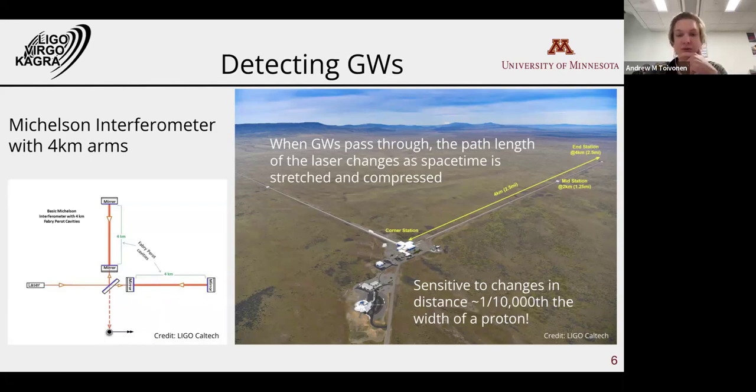You need to be really, really sensitive to small changes. They say we're sensitive to changes in distance of approximately 1/10,000th the width of a proton. Or they say it's like measuring the distance to the nearest star, which is 4 and change light years away, down to the width of a human hair. So again, this was theorized a long time ago, but it's a sensitivity problem to actually detect these, and it's really cool that we can do so.